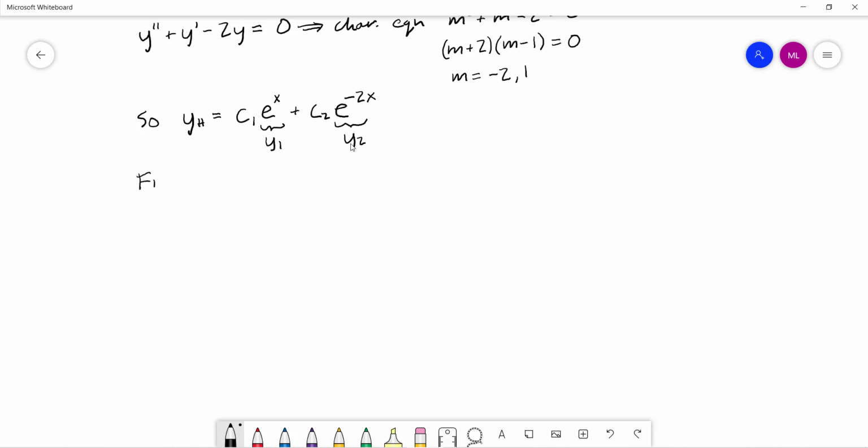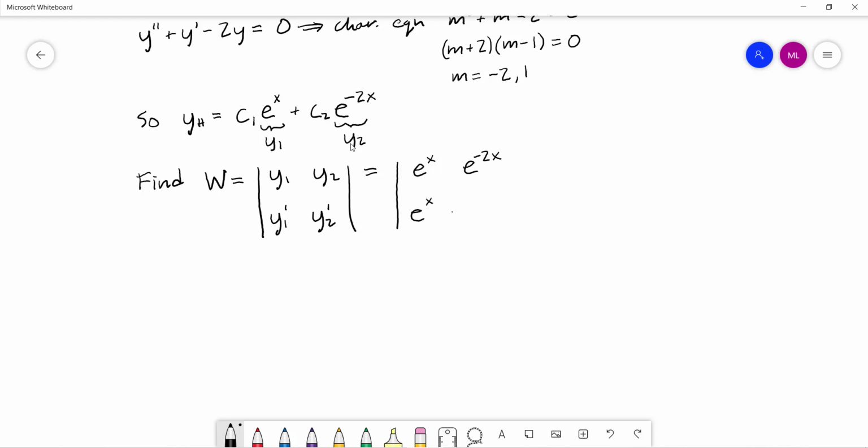So the last piece we need is the Wronskian, which looks like, again, y1, y2 on top, y1 prime, y2 prime on the bottom. So for us, that's going to be e to the x, e to the -2x, and then the derivatives, which are e to the x and -2e to the -2x. And we multiply this times this, and this times this. This gets a positive sign, this gets a negative sign, and we add them together.